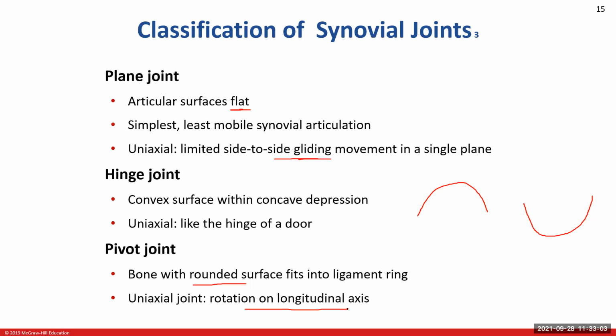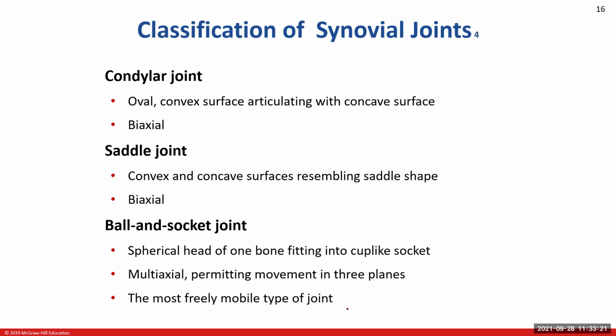And C1 will pivot around the dens, or the odontoid process, of C2. So basically when you're shaking your head no, going from side to side, that is a pivot joint of C1 on C2.